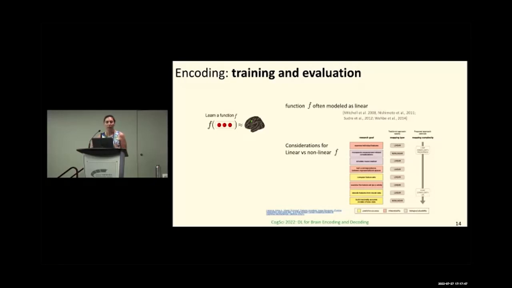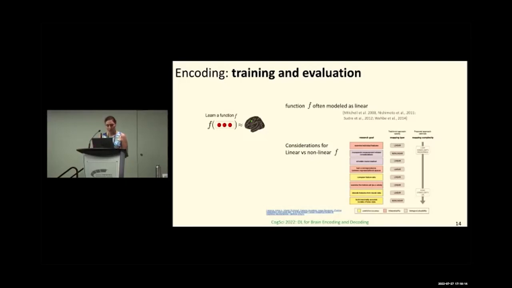What's really interesting is that they found that the choice of linear versus nonlinear model doesn't map very cleanly along these three desiderata. So their takeaway is that we need to choose specific mapping models, in terms of their complexity, for the specific research question that we care about. I encourage you to check out this paper if you're interested in this difference between linear and nonlinear models.